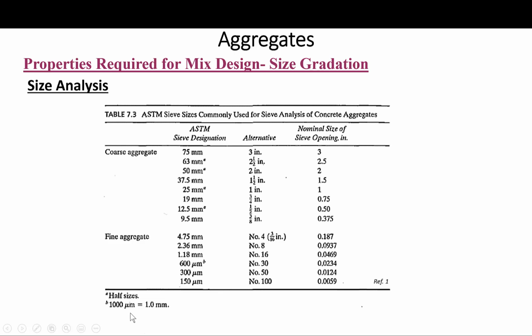considering 1000 micron equals 1 millimeter. So this is about 1200, and this is 600, half of that, and so forth.